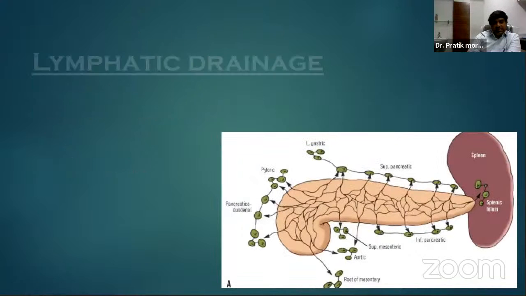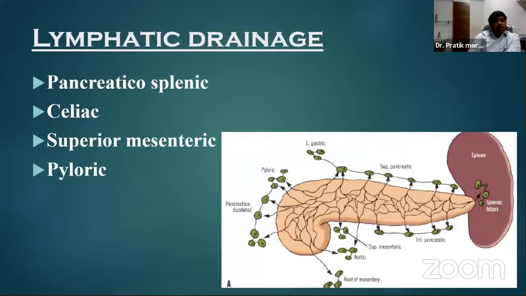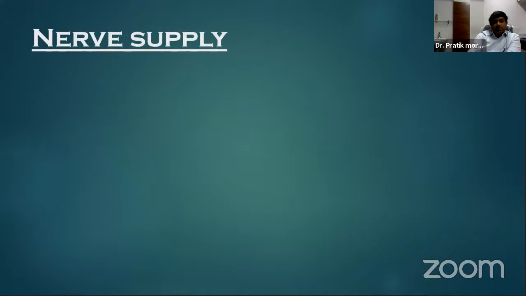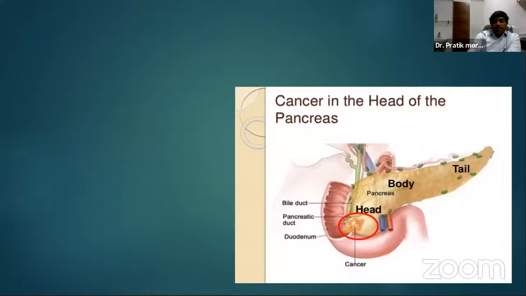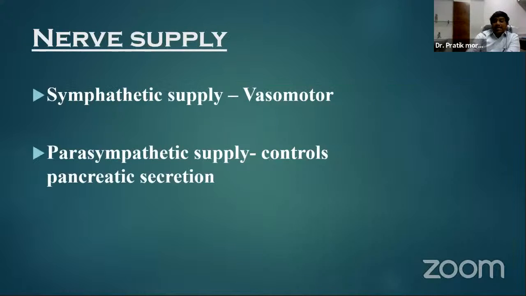In the lymphatics: pancreaticosplenic, celiac, superior mesenteric and pyloric nodes. Next is the nervous supply, sympathetic and parasympathetic. Sympathetic controls the vasomotor function, and parasympathetic controls the pancreatic secretions.